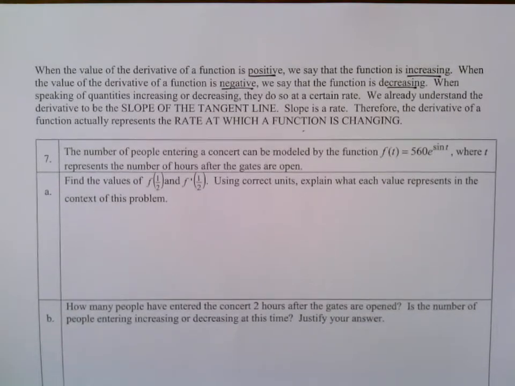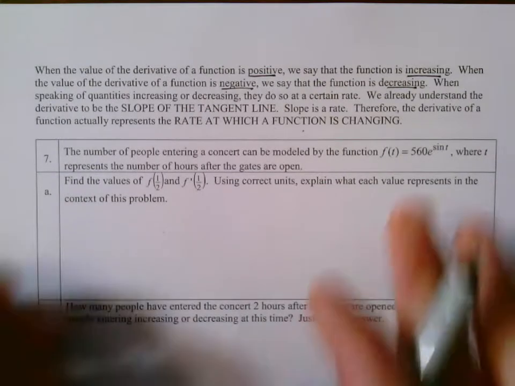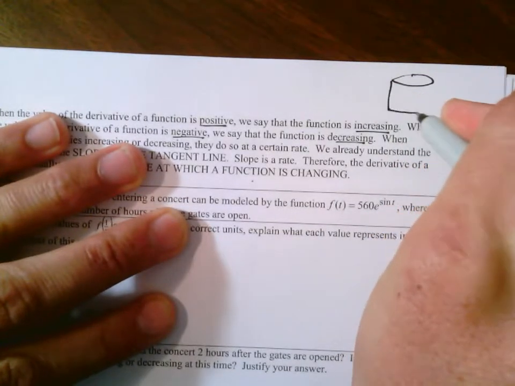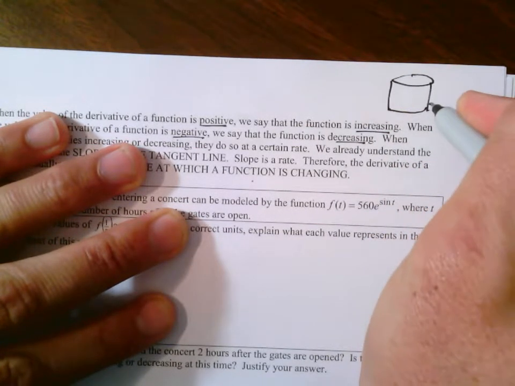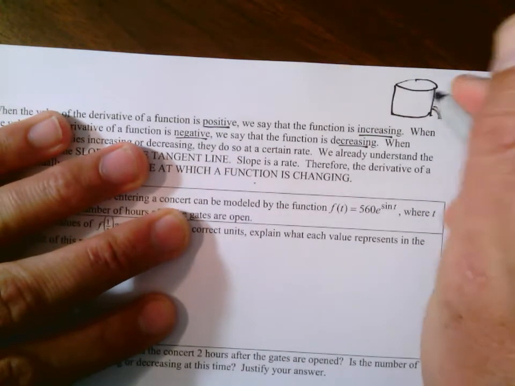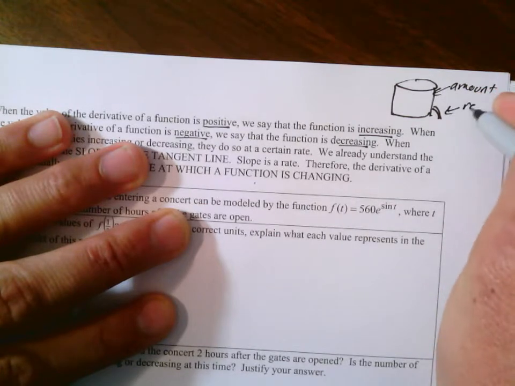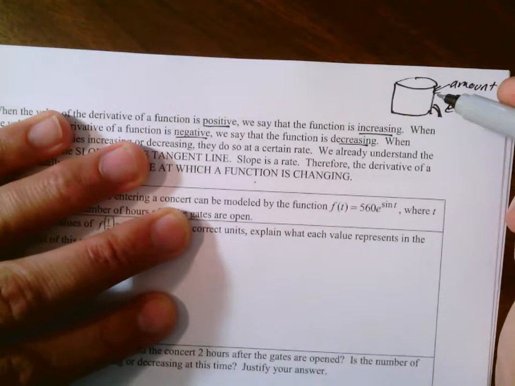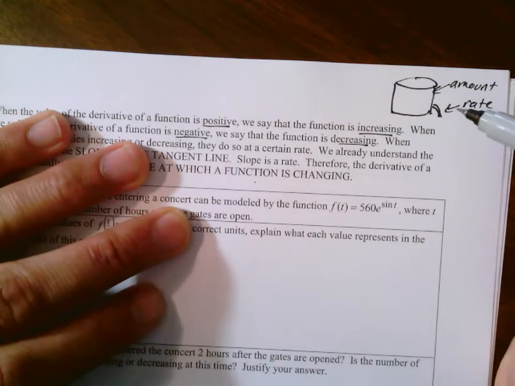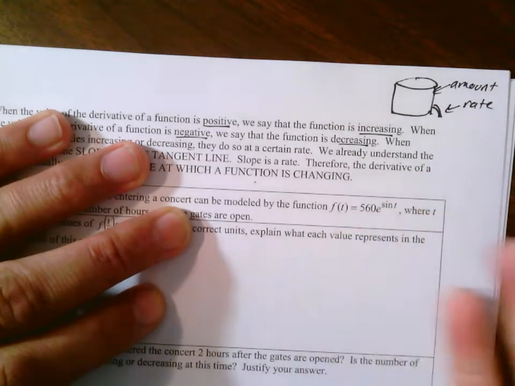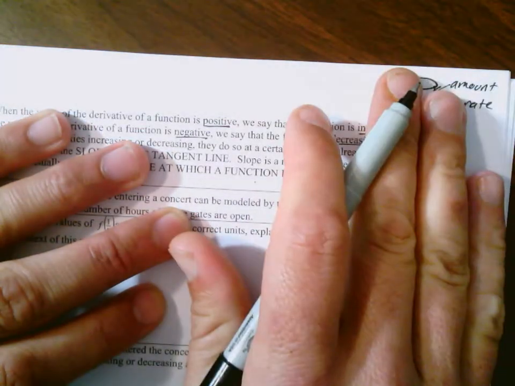All right, so imagine me poking a hole in a bucket. The amount of water is the original function. The rate at which the water falls out is the rate. What's going to happen as this water starts to get towards the bottom? It's going to go slower and slower. So that changes based on the amount of water in there.